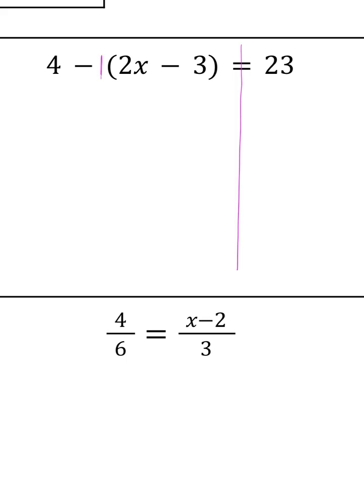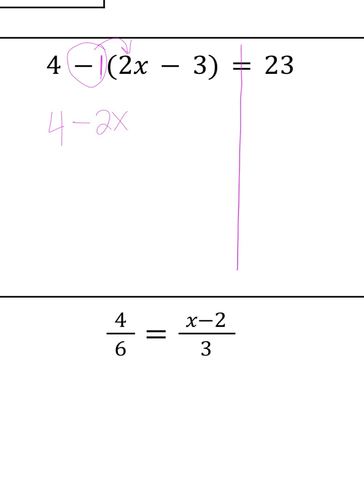That 4 was not right next to the parentheses. There was a minus sign in between, right? So we can't distribute the 4. It's not touching it. But we can distribute that invisible -1, okay? So I'm going to go ahead and bring down my 4 so I don't forget about it. And then -1 is going to jump the fence to 2x. What do you get when you do -1 times 2x?